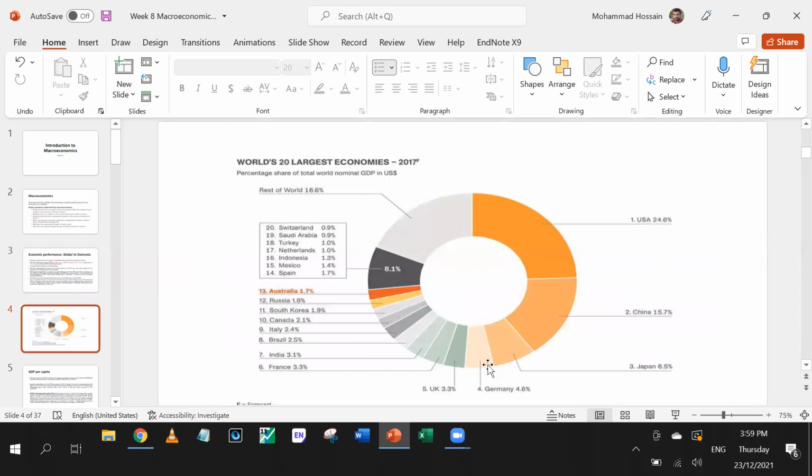Here you can see the world's largest economies in 2017, the 20 largest economies of the world. This is the rest of the world. This one is the USA itself. Then China. So USA, China, Japan, Germany, they're always close by, these four countries. But the USA is too high in that case.